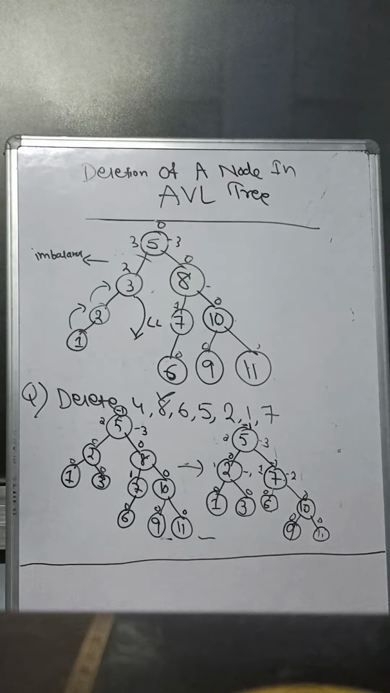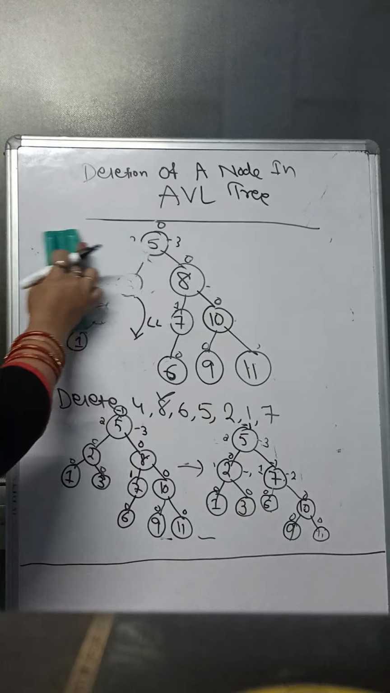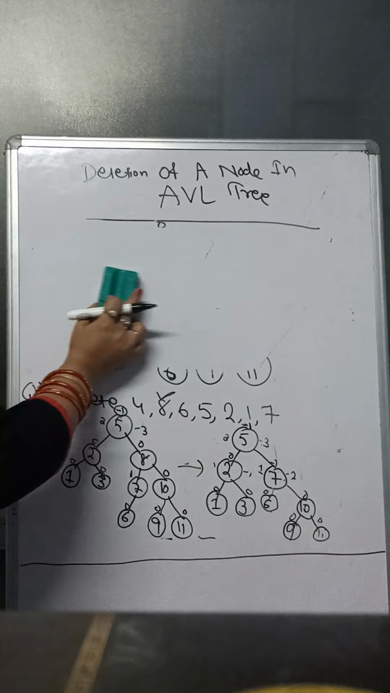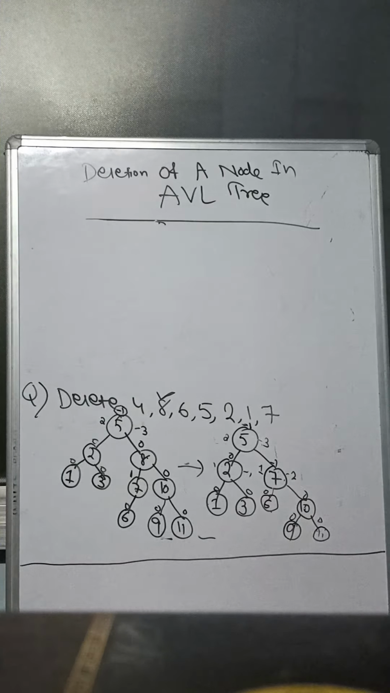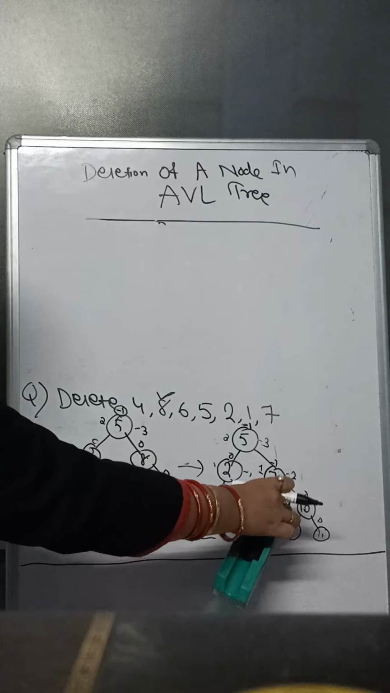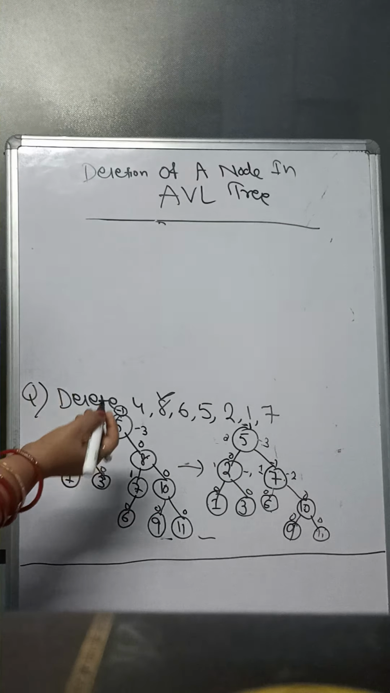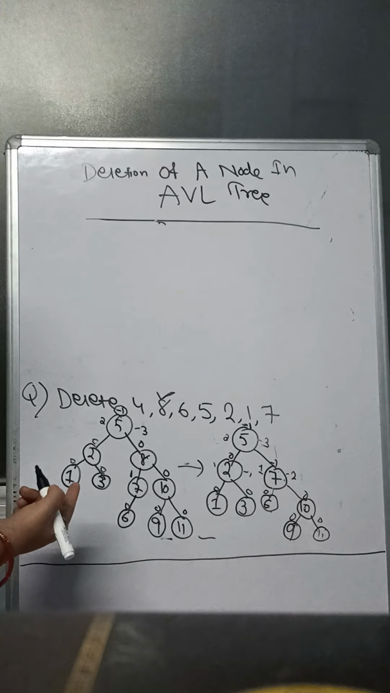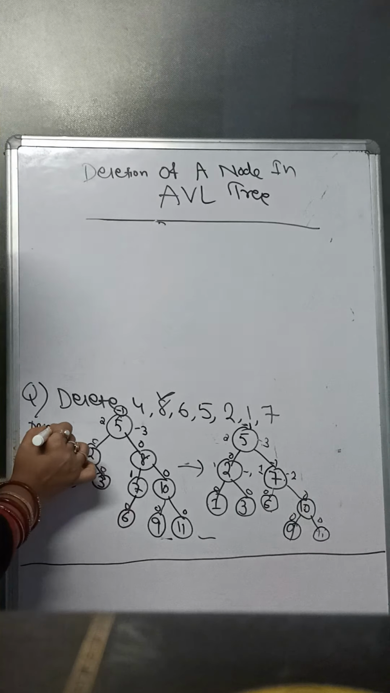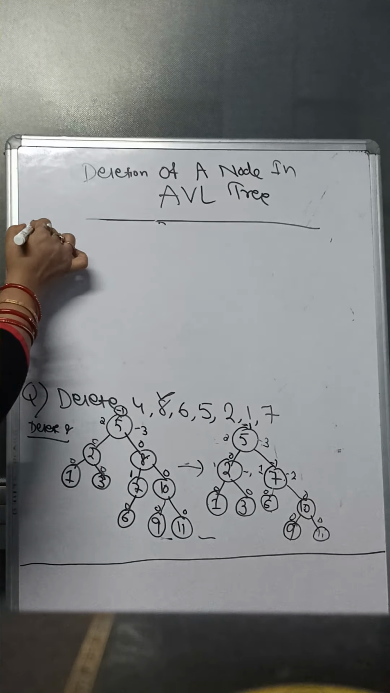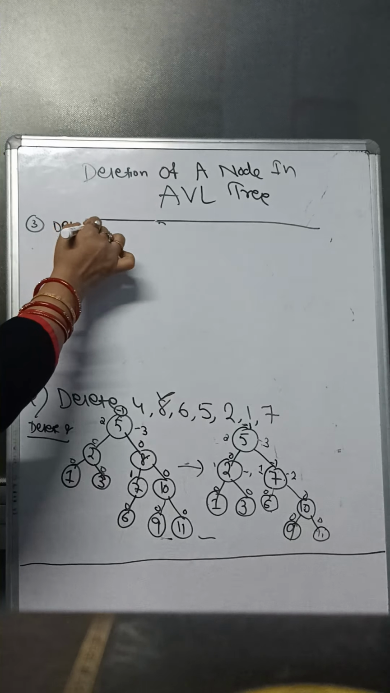Okay, 6, where is 6 present? Yes, 6 is present here. So do this in your copy. So now I have to delete 6. If 6 will be deleted, here 6 will be deleted. This is my input tree. So before everything I have to write like this: delete 4, then your delete 8. Then I have to write delete 6.